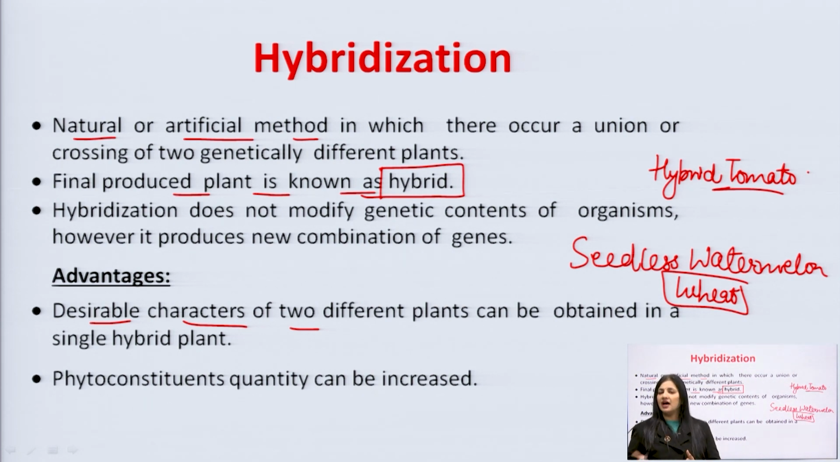Similarly, there are a large number of fruits and vegetables which are available throughout the season, and this is all because of hybridization. You have finally come to a breed which has the characteristics of both the plants which you have taken as individual participants in the hybridization. The other advantage is that the phytoconstituent quantity can be increased. You know, the phytoconstituent quantities are very less.